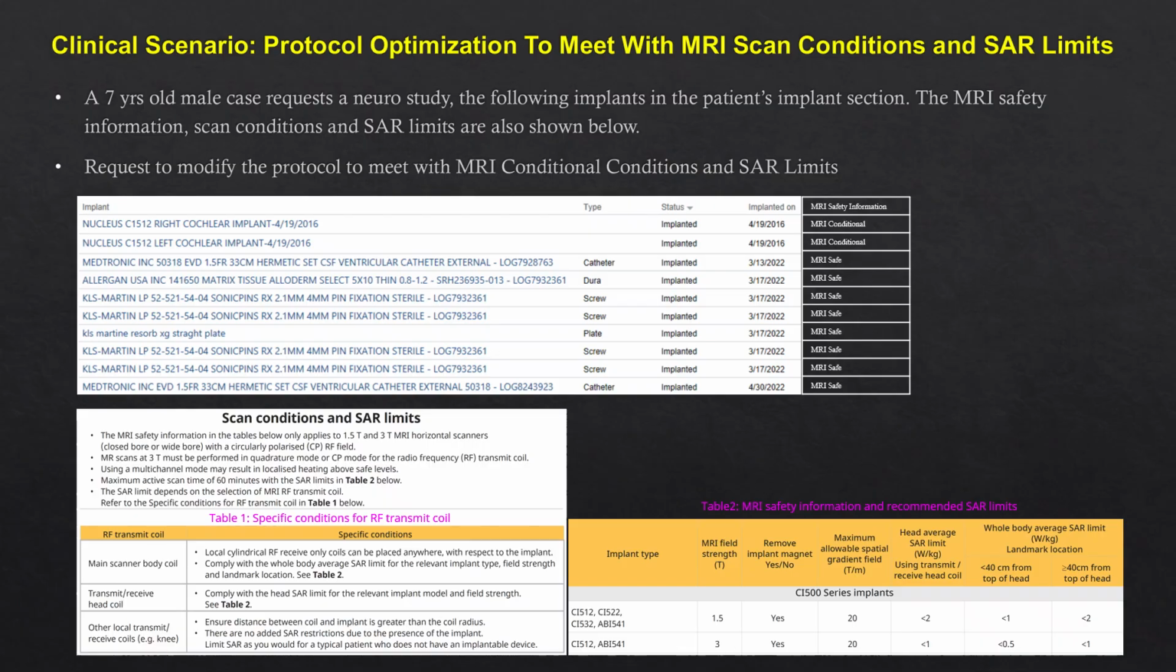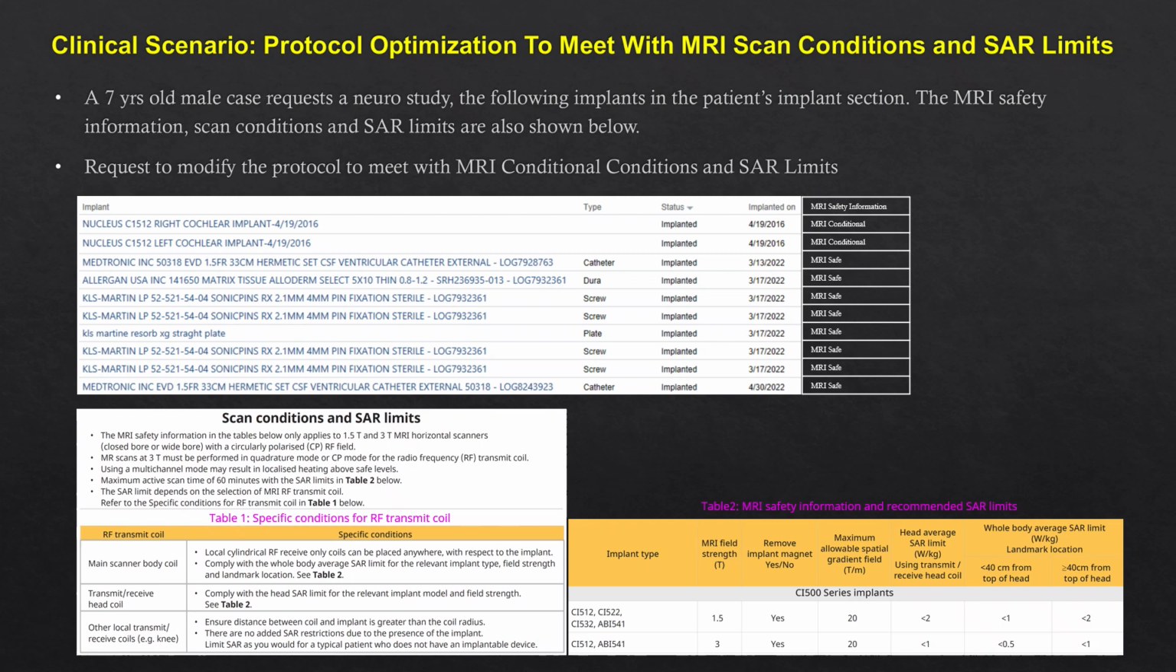All right, let's move into a clinical scenario focused on protocol optimization under MRI safety constraints and SAR limitations. In this case, we have a 7-year-old male patient referred for a neuro-MRI examination. The patient has bilateral cochlear nucleus CI512 cochlear implant systems implanted on both sides.